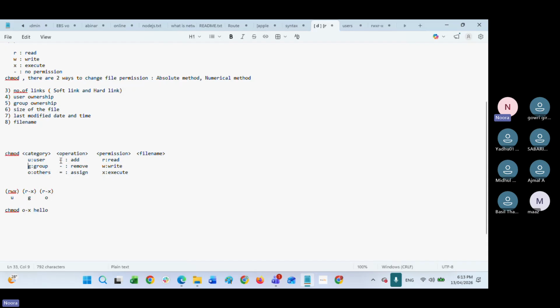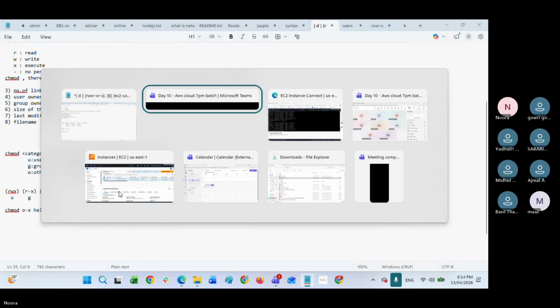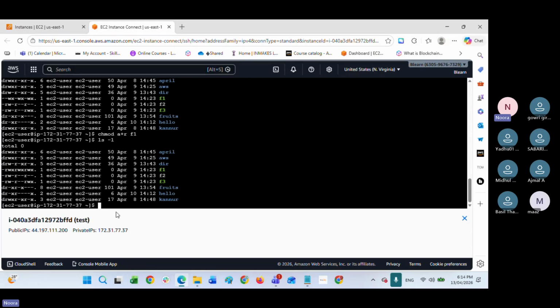Okay, so let's say adding a permission, removing a permission, assigning the permission. Then we have permissions, obviously, read, write and execute, and it is symbolized as R, W and X. Now come back over here. Now we can see on the left hand side of this file, these are the file permissions of these files. Now take one single example.